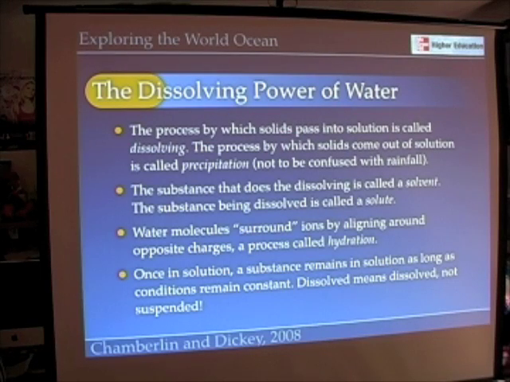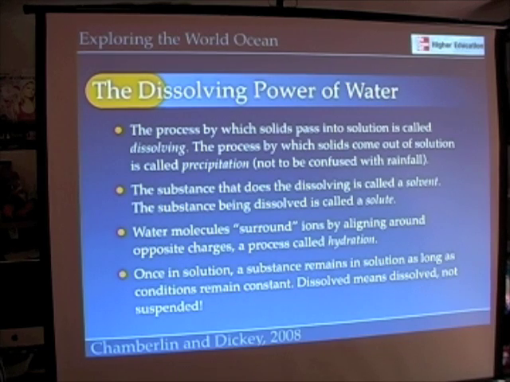This is important. The process by which something goes into solution, and in this case solids, for example, turning salt into salt water, is called dissolving. And most of us are familiar with that process. When we make Kool-Aid, or when we make rock candy, or if for some reason we make salt water, we're dissolving salt into the water.